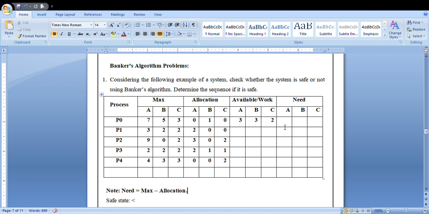So here is how you will calculate the need value. Need is equal to max minus allocation. So 7 minus 0 is 7. Next, 5 minus 1 is 4. 3 minus 0, the value is 3.